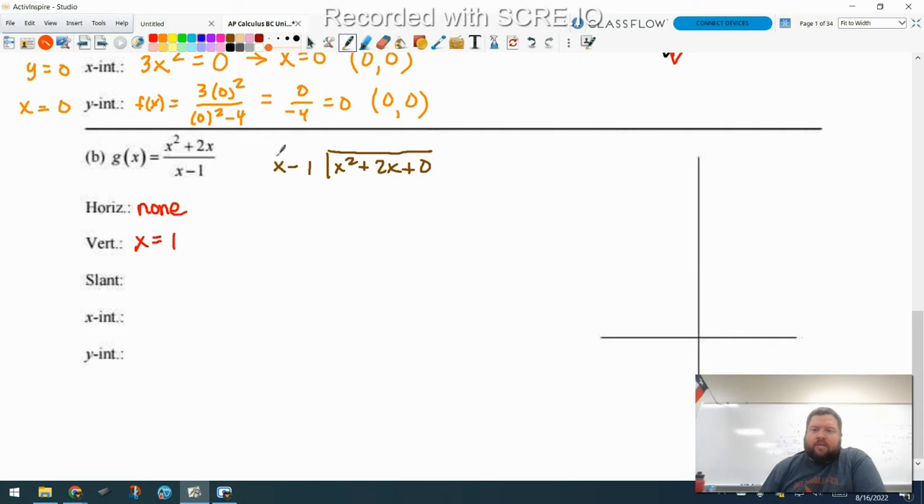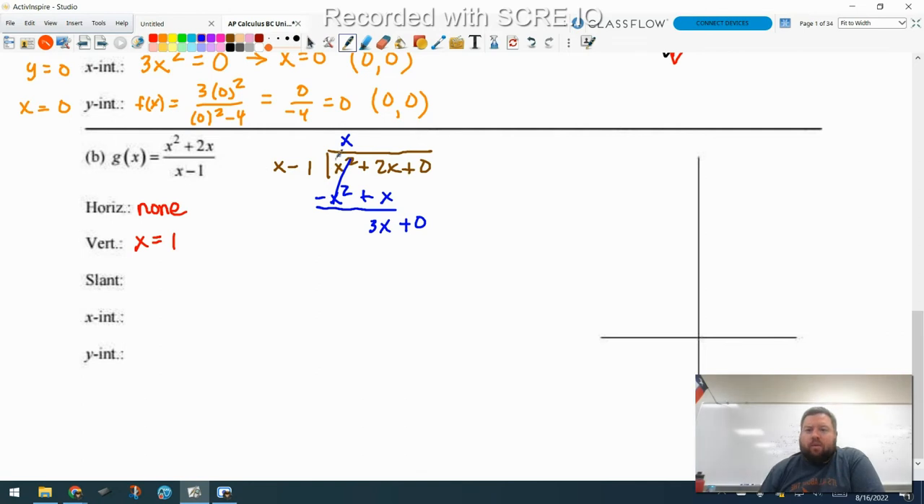All right, so what multiplies by x to equal x squared? Well, that would be an x. x times x is x squared. x times -1 is -x. And then when you divide, you subtract this. So we're going to switch the signs, minus and plus. The x squareds cancel. 2x plus x is 3x. Bring down your plus 0.